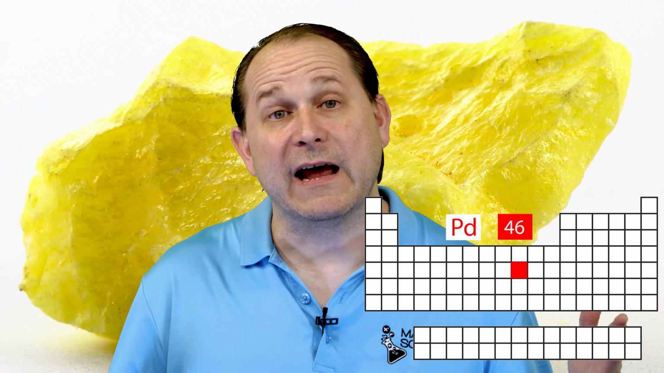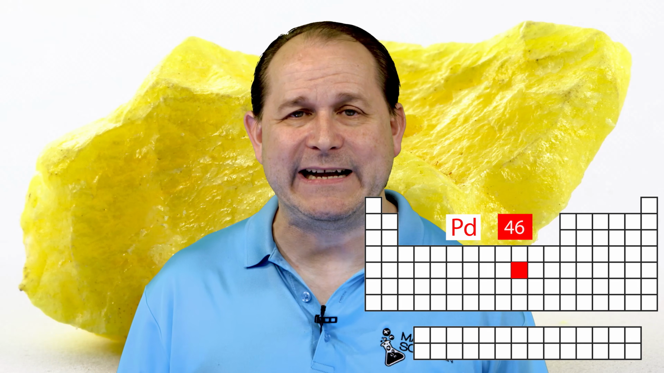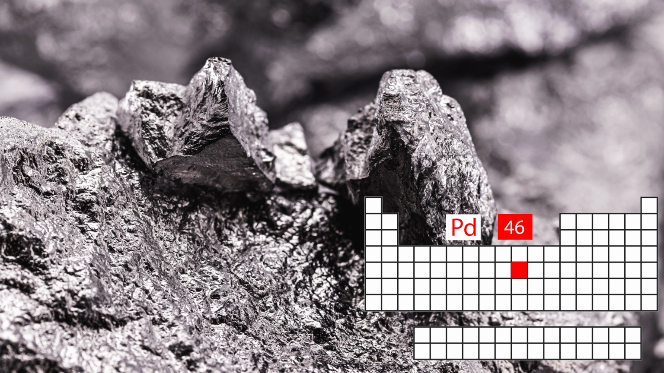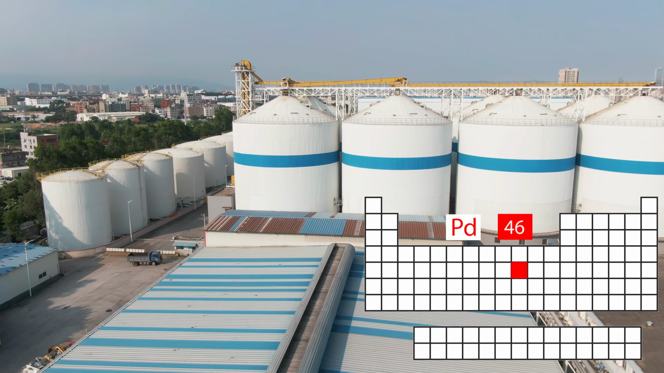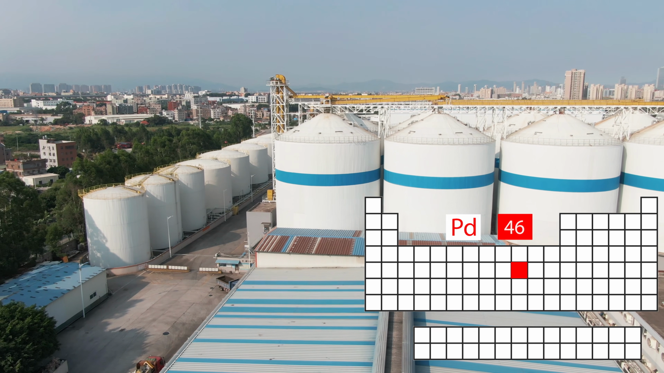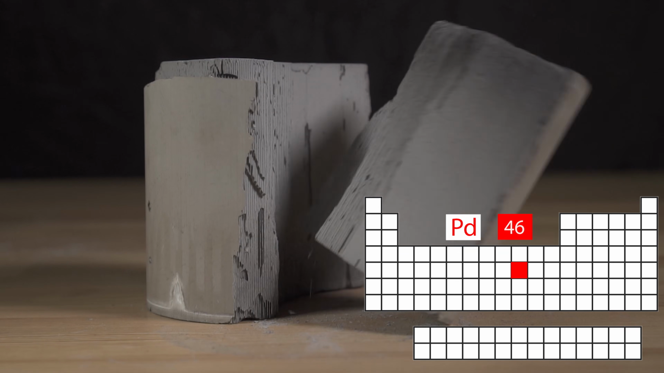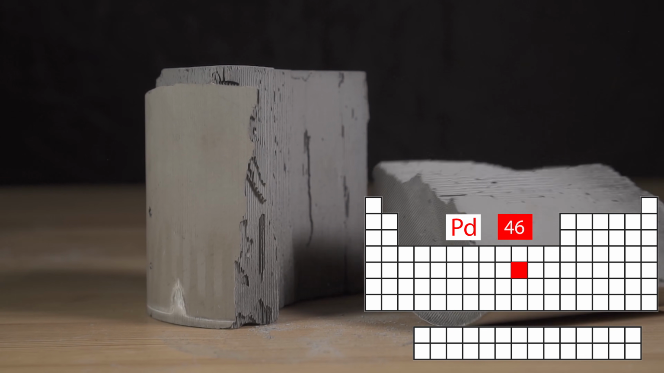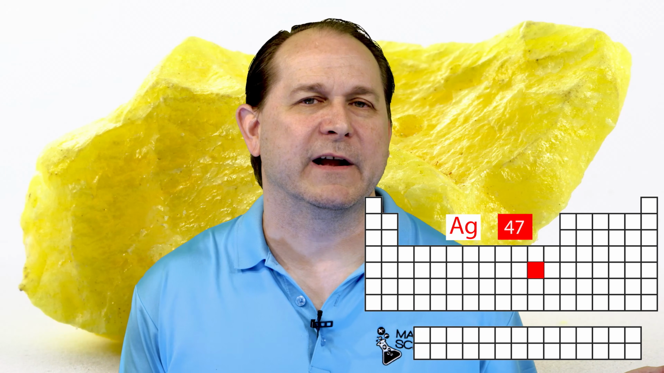Right next door is element number 46, palladium, which is also essential for catalytic converters in engines and also in hydrogen storage. Here's a fun fact. It can absorb up to 900 times its own volume in hydrogen, which makes it really useful for hydrogen fuel cells and hydrogen storage.